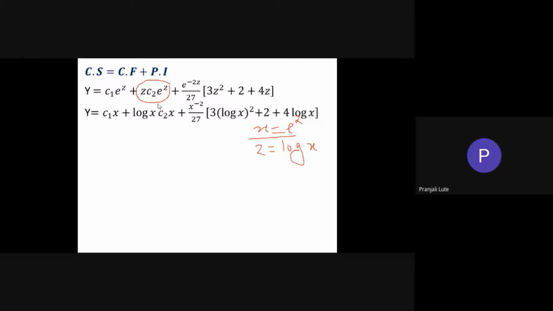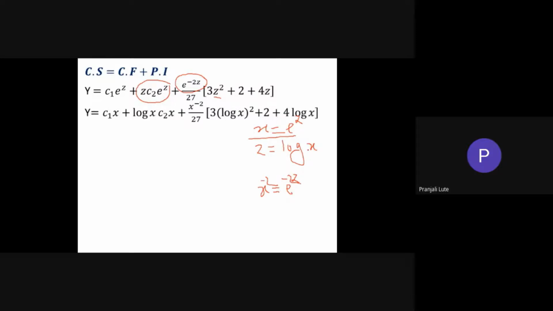Here x is equal to e to the power z. So here e to the power minus 2z. So if we write here minus 2, so here again we write minus 2. So what is e to the power minus 2z? This is x raised to power minus 2 upon 27, 3 and z is equal to log x. So this is (log x) square plus 2 plus 4. Z is log x, so 4 log x, and this is the complete solution of the given differential equation.